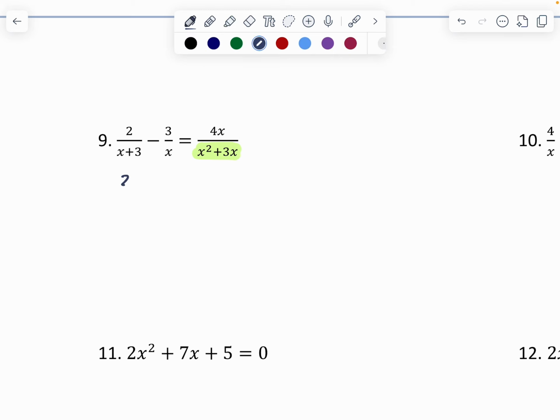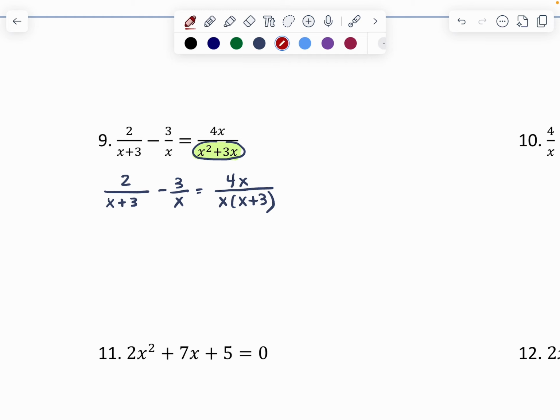So I'm going to have 2 over x plus 3 minus 3 over x equals 4x over, and you guys notice I can pull an x out of here, leaving me with an x times x plus 3, like that. Okay, now you guys, I'm looking at this. I see something that I can do to make my life a little bit simpler, but we've never done it before, so I'm just going to not do it. Okay, but what I need to do next is find a common denominator.